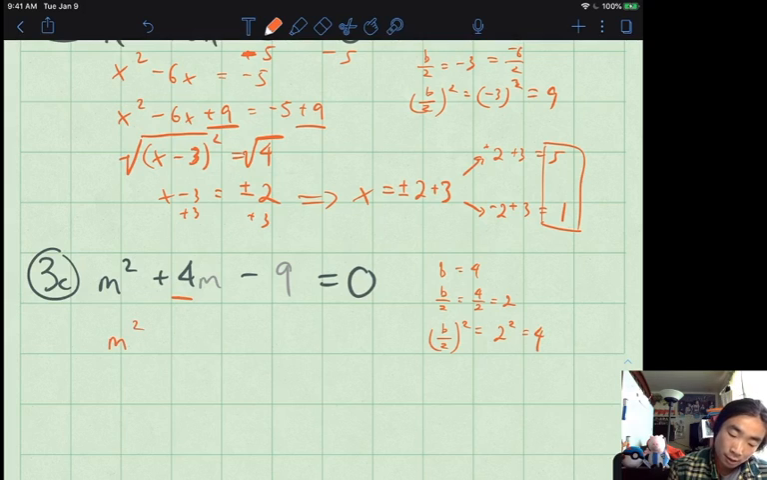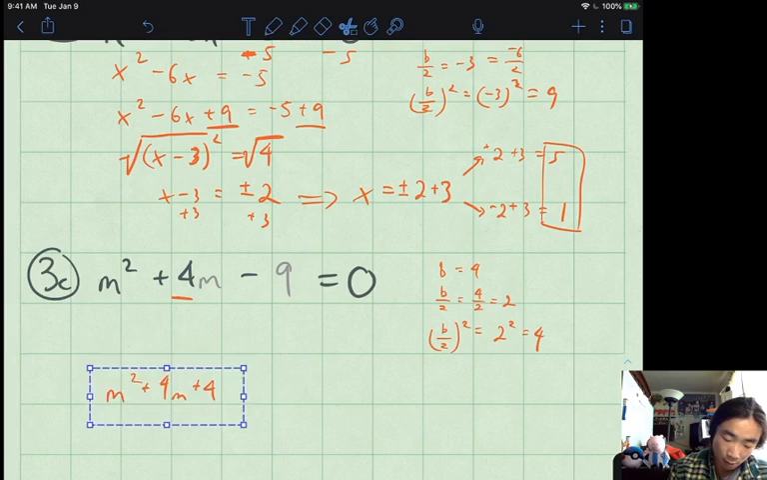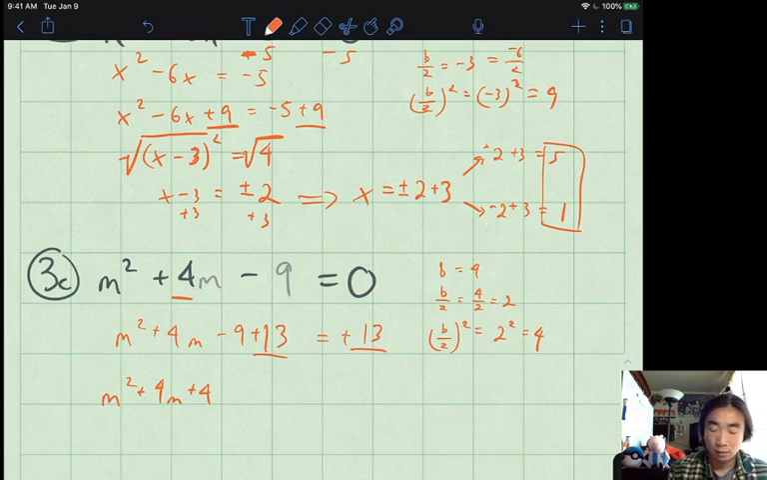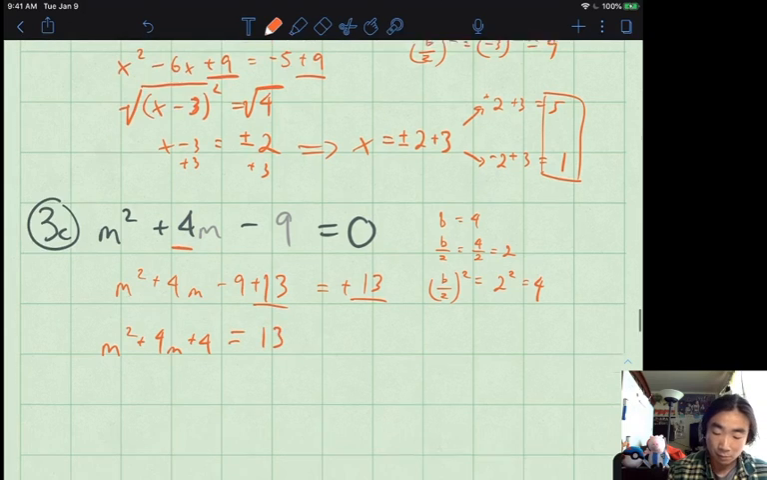So I want my perfect square to look like this. Okay, maybe I'll move that down a bit. Okay, I want it to look like this. However, I'm already at -9. So there's something extra I have to add on to both sides that gets it to +4. So then we see that this thing has to be 13. Okay, that's the other way of doing it.